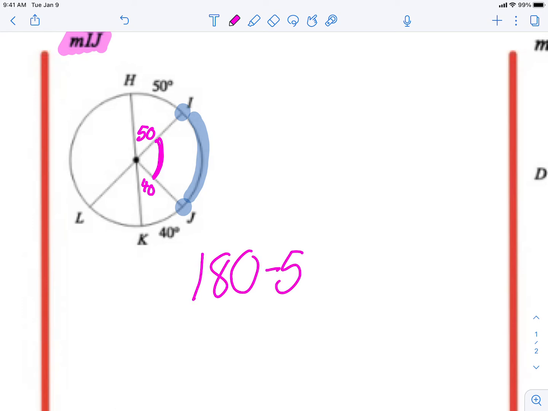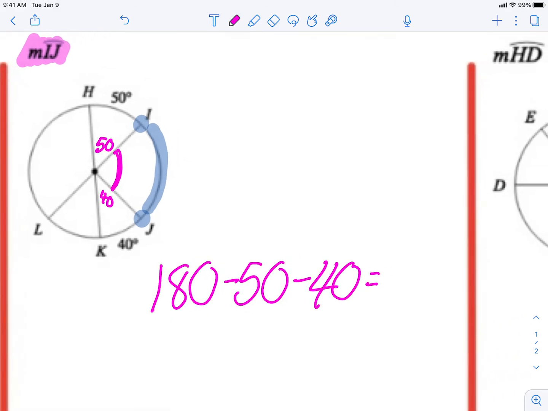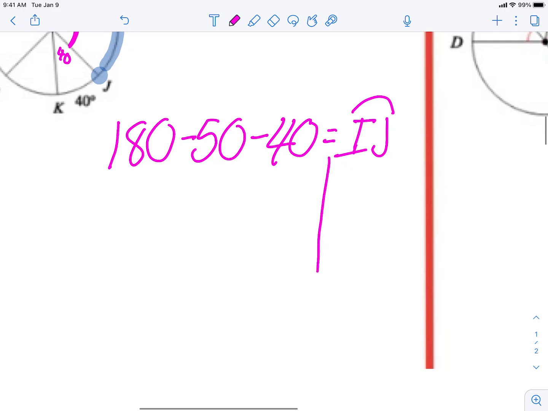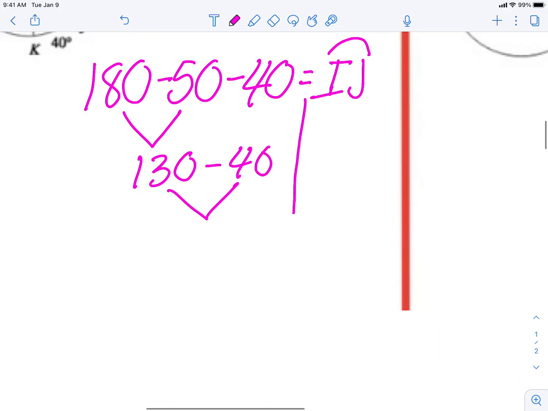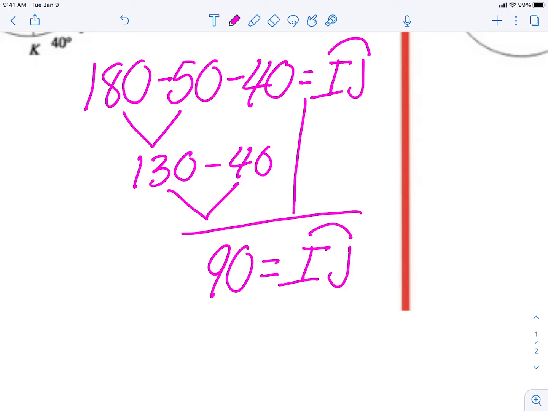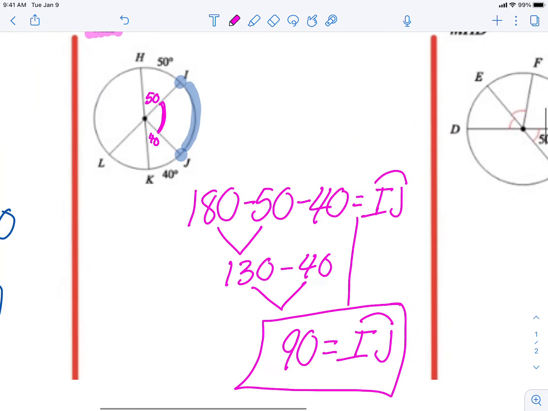So we're going to take 180 minus 50 minus 40 is equal to arc IJ. So 180 minus 50 is 130. Minus 40, 130 minus 40 is equal to 90, which is arc IJ. And that right there, kiddos, is our solution.